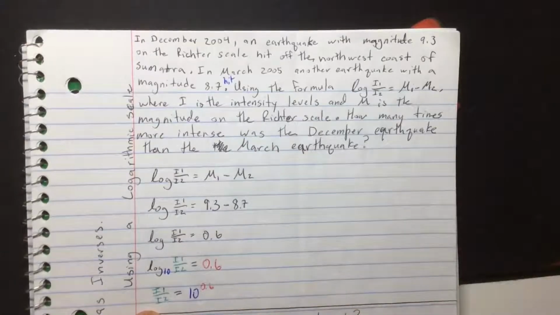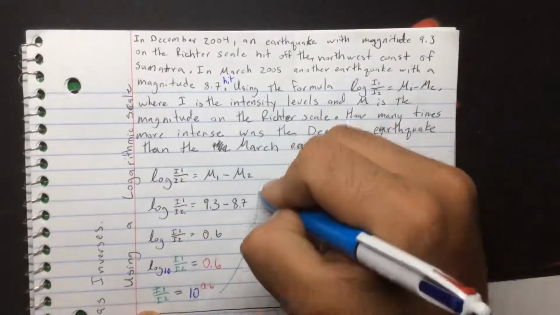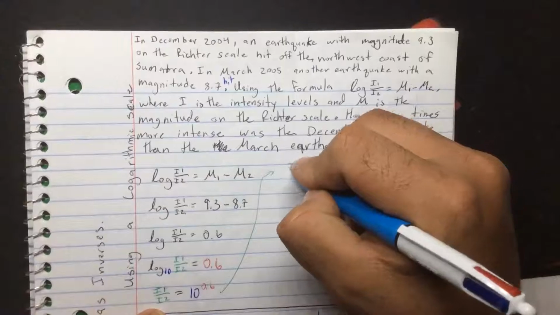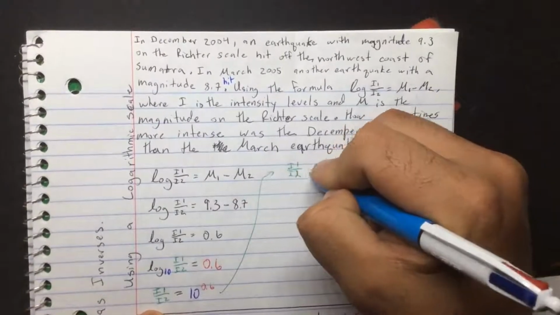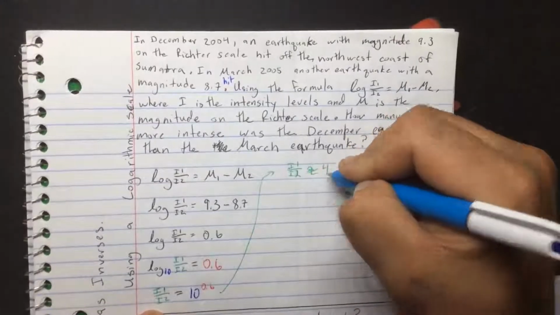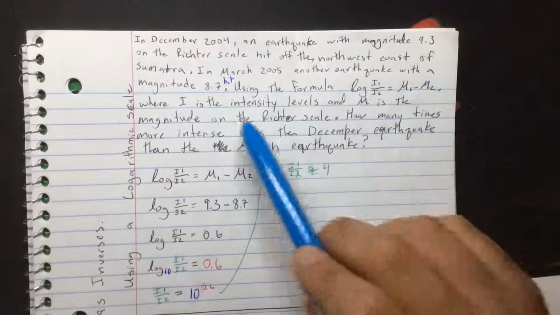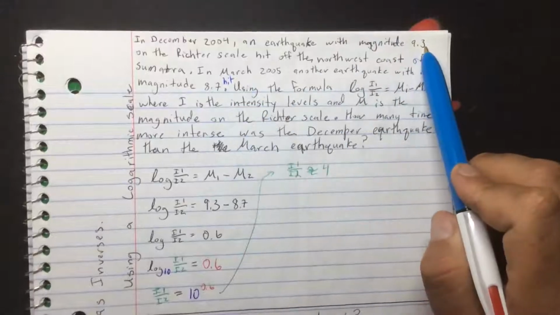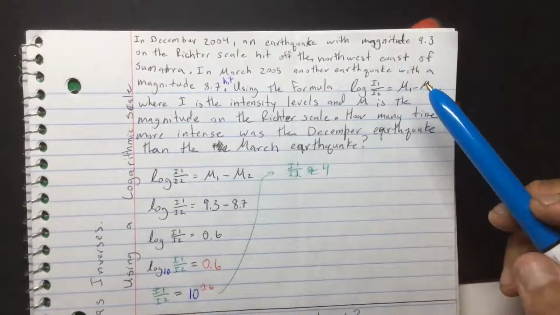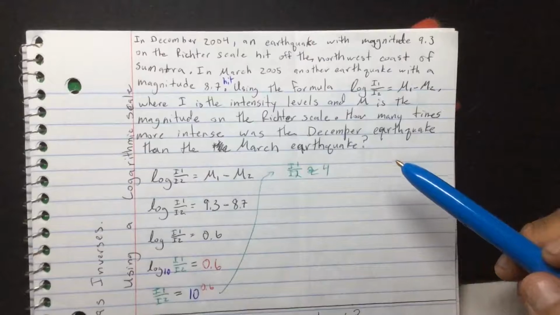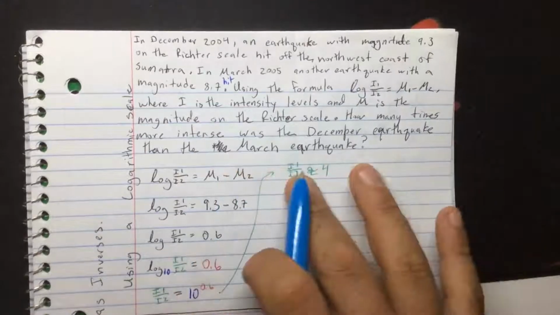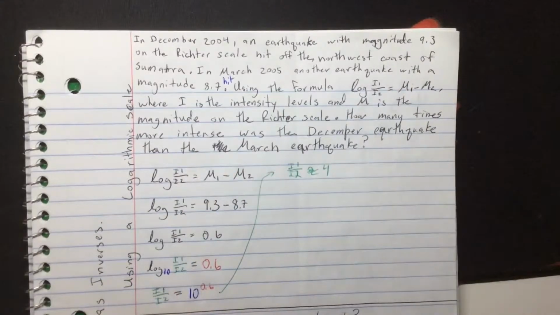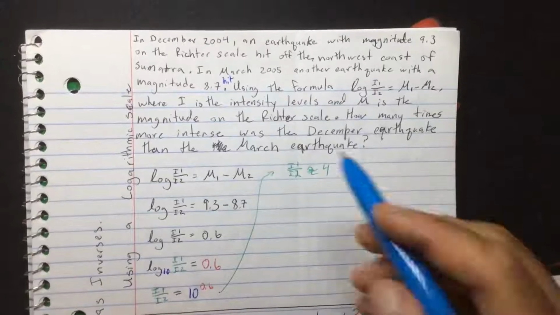So the intensity level of the first one divided by the intensity level of the second one is going to be about 4, which is kind of crazy, because if you look at it, from an 8.7 to a 9.3, the 9.3 is about 4 times stronger. That's crazy to me. But now we can write it in words, because they did ask us the question in words, so it's only fair for us to write the answer in words.